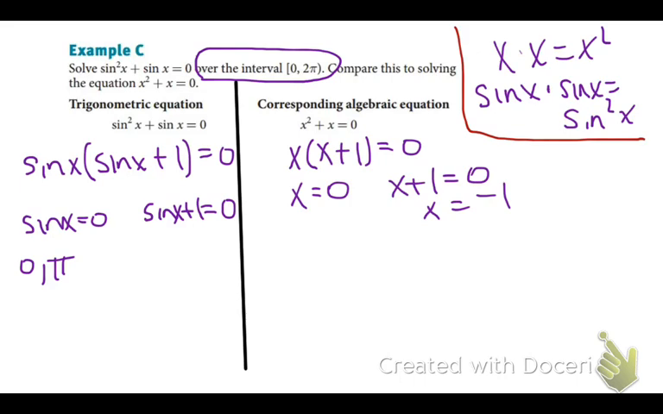Okay, what about the sine x plus 1 equal to 0? What do we need to do to that one? Yeah, so we're going to subtract the 1. So that would leave us with sine x equals -1. So your sine x is now isolated. So where does your sine equal -1? 3 pi over 2. Okay, so come down here. Our solutions are x equals 0, x equals pi, and x equals 3 pi over 2. And there's your answer.